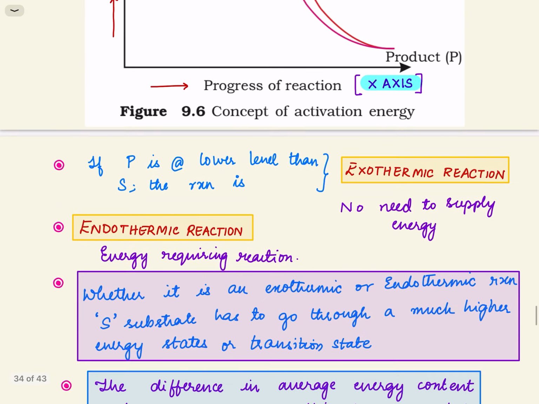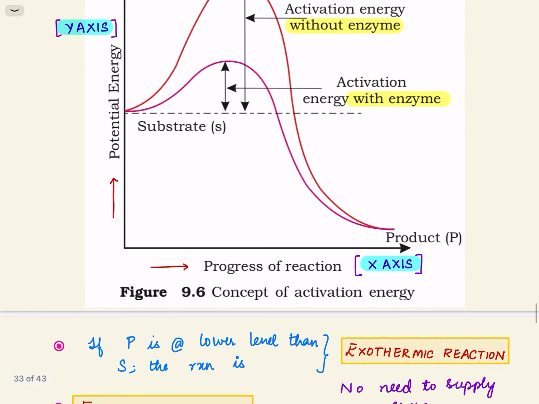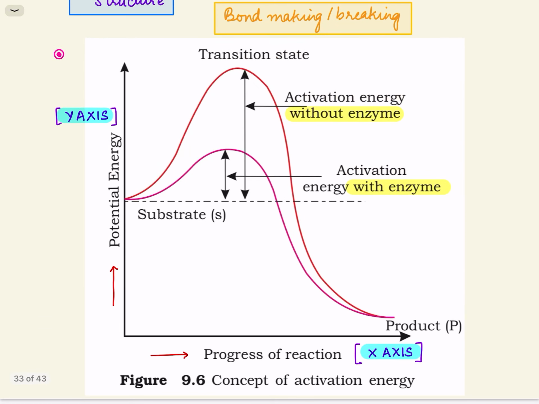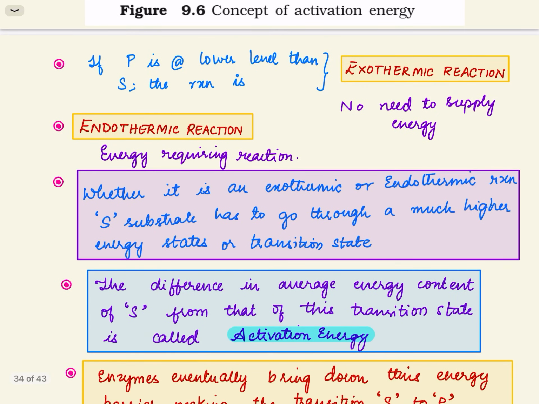If the product is at a lower energy level than the substrate, the reaction is exothermic. That is, there is no need for supply of energy. In fact, the energy is released as heat energy. Endothermic is nothing but an energy requiring reaction. The graph given in your textbook is an exothermic reaction. Why? Because the substrate energy is higher, the energy is liberated and the product energy becomes lower. Endothermic means the product energy will be at a higher level.